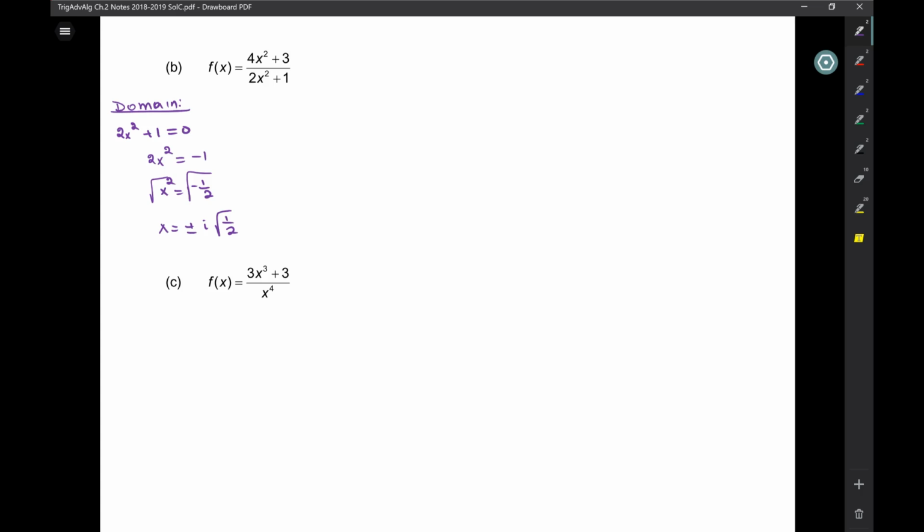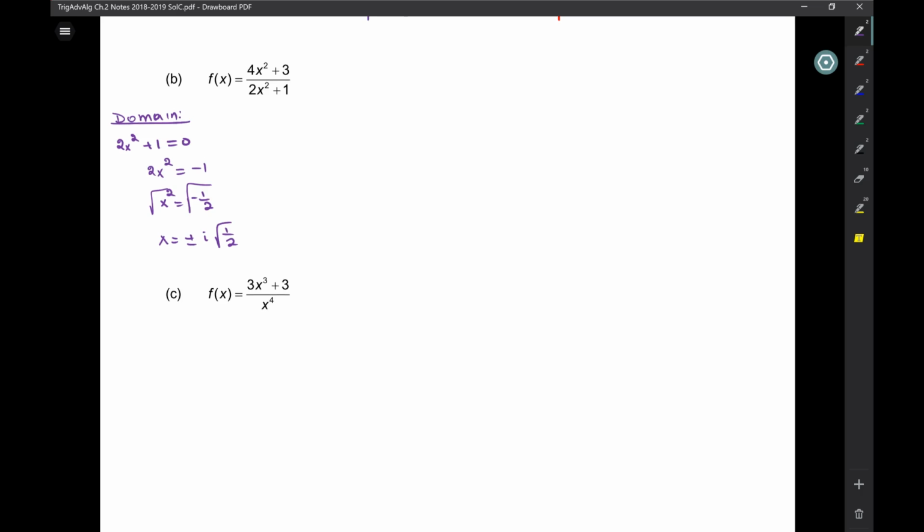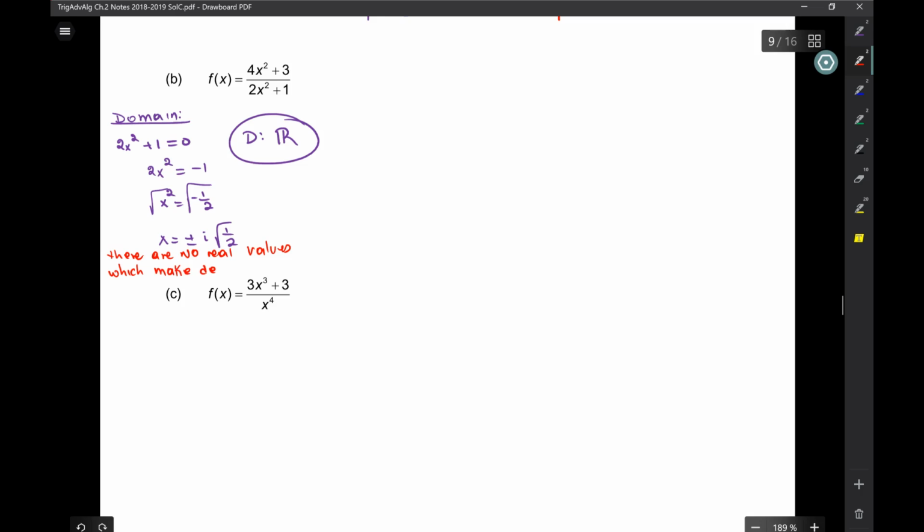All right? So let's look at that logic one more time. For the domain, we want to find points which make the denominator 0 and exclude them. Okay? We just found out there are no points where the denominator equals 0. So all numbers are cool. That means the domain is all real numbers. Okay? So there are no real values which make the denominator equal to 0. That means all values work.